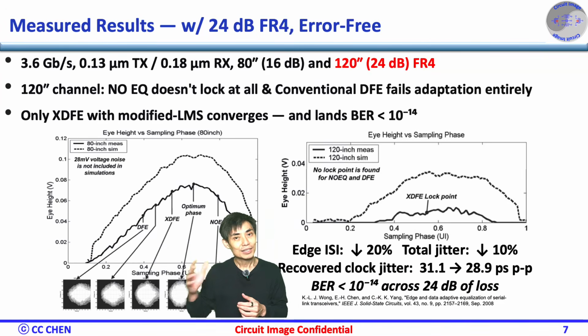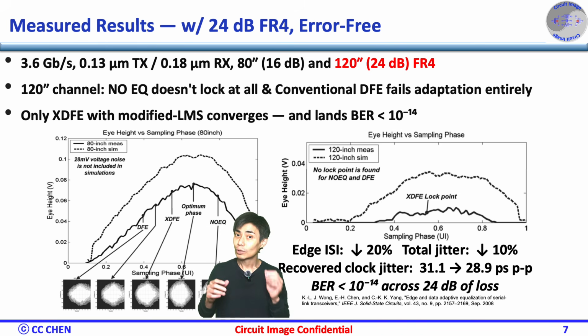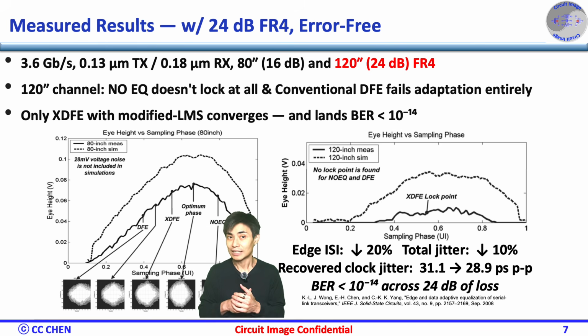Alright, this measurement is the proof. The paper measured a 3.6 gigabit per second link. The transmitter was in a 0.13 micron CMOS. The receiver was in a 0.18 micron CMOS. The hardest channel was 120 inches of FR4. That channel had about 24 dB loss at 9 GHz.